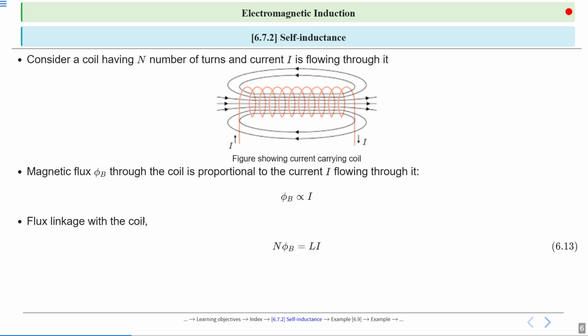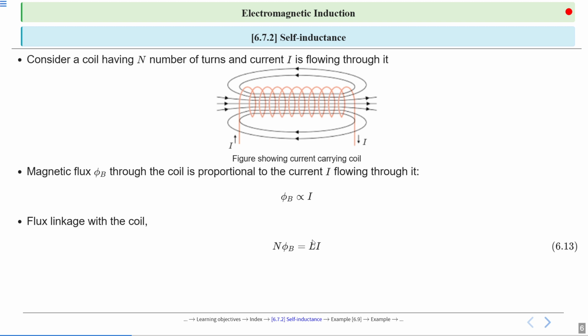So flux linkage with the coil. Now we know that this phi B is magnetic flux through one turn. The flux linkage is magnetic flux through all the turns, considering all the turns of the coil. So flux linkage with the coil will be N phi B, which is equal to L i. So after removing this proportionality sign, this L will appear. This L is the constant of proportionality.